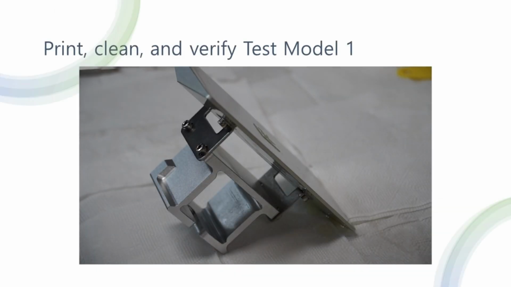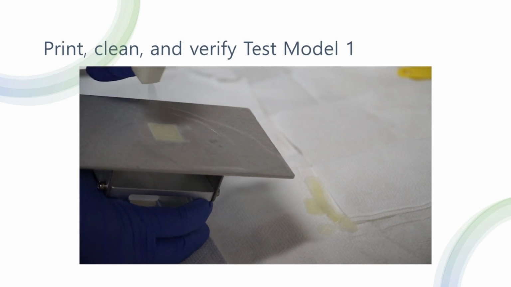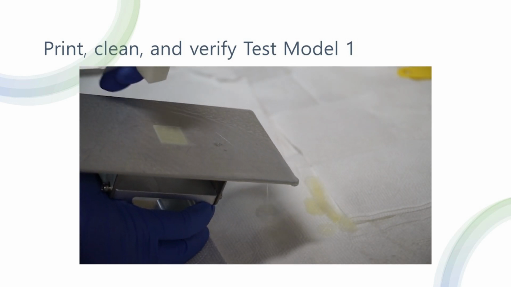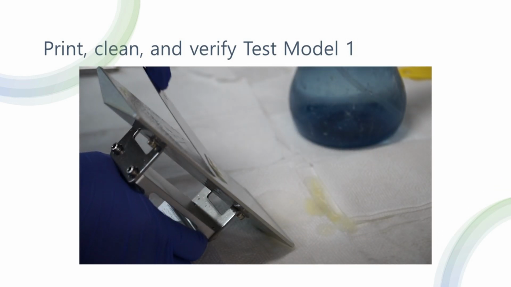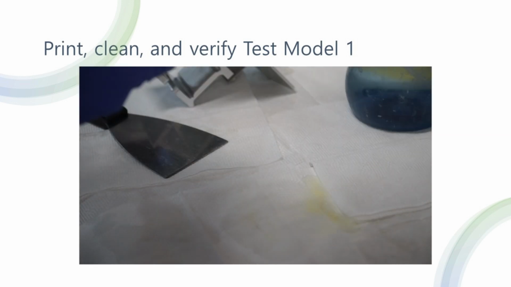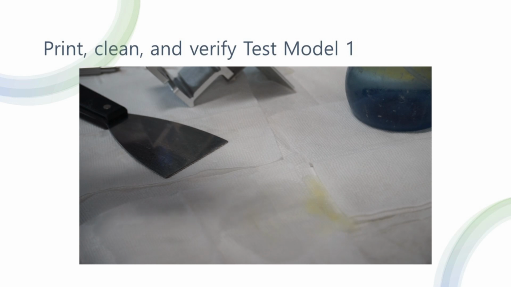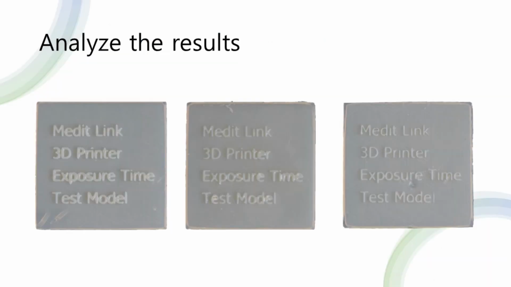Once the print is complete, clean the model. This is an important step to remove any residual resin and bring out more detail in the print. After cleaning, closely inspect the writing for clarity and accuracy. Only at this point can you accurately assess the detail and legibility of the writing. The objective of this stage is to produce clear and readable text through 3D printing.